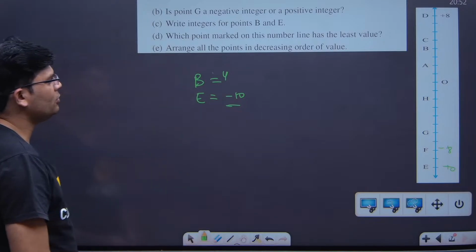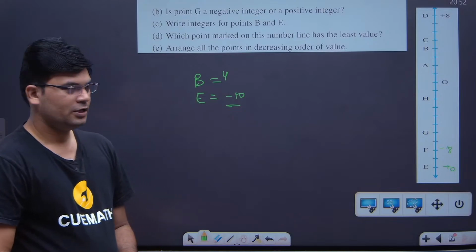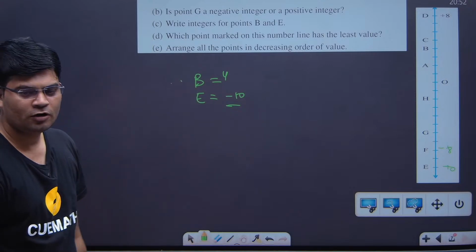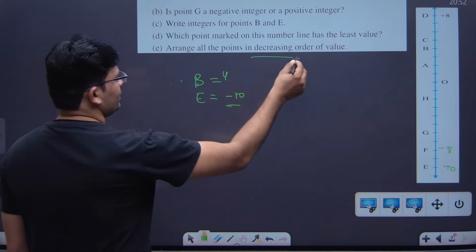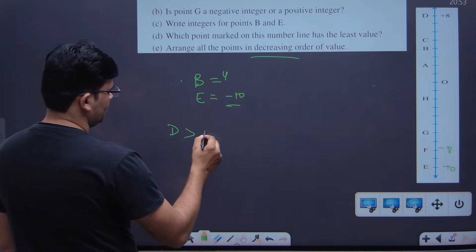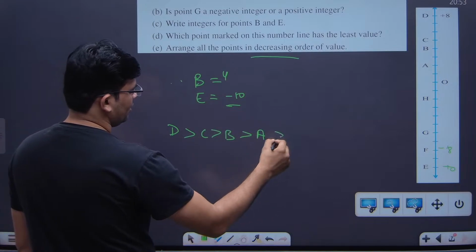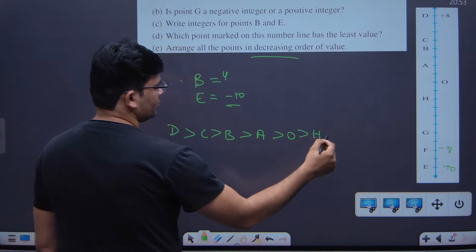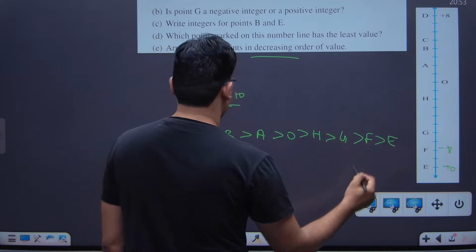Which point marked on this number line has the least value? Point E. Arrange all the points in the decreasing order of their value. Decreasing order means the highest value is D. So D, C, B, A, O, H. Please write down in this manner. D, C, B, A, O, H, G, F, E.